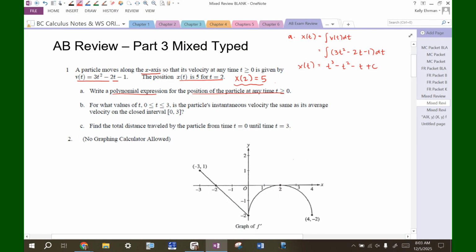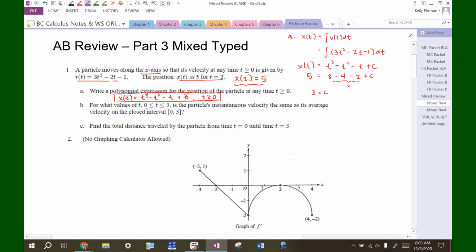This is why we were given this position. I can set this equation equal to 5 when I plug 2 in for t and solve for c. This is 4 minus 2 is 2. Subtract 2 over here, so it looks like c is 3. So the position function is x of t equals t to the third minus t to the second minus t plus 3. And that's for t greater than or equal to 0. I don't think you have to write that, but that's what they asked me to do.